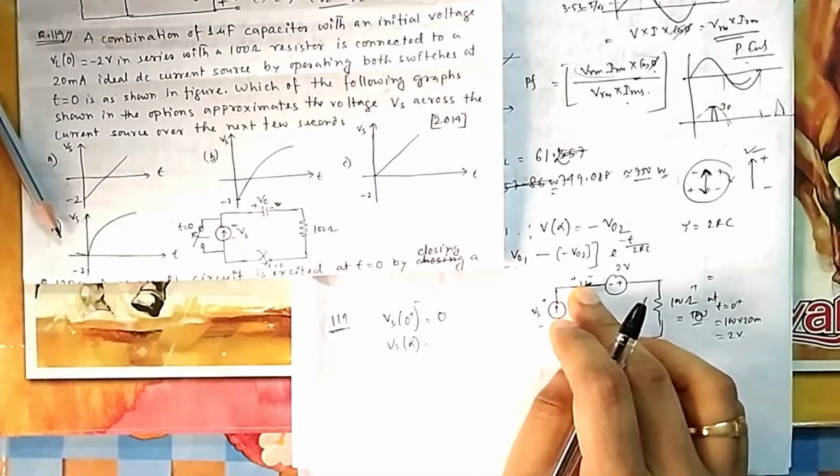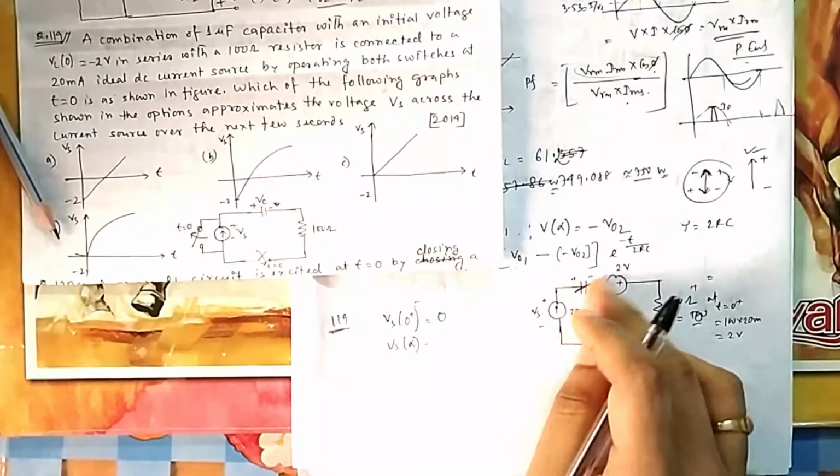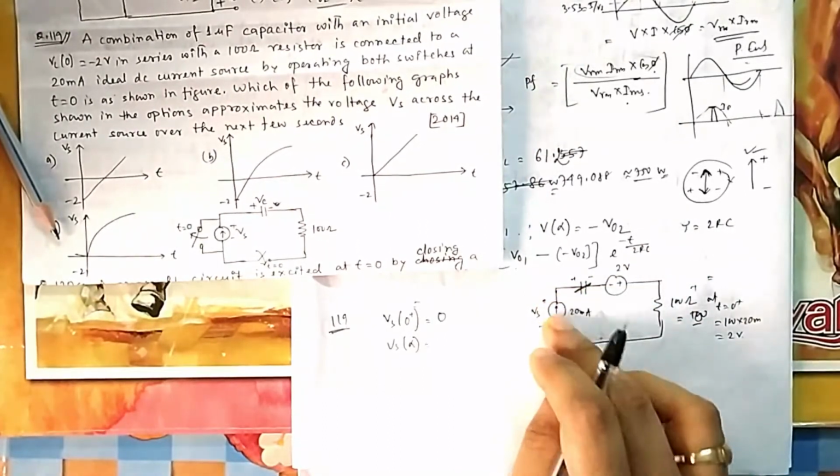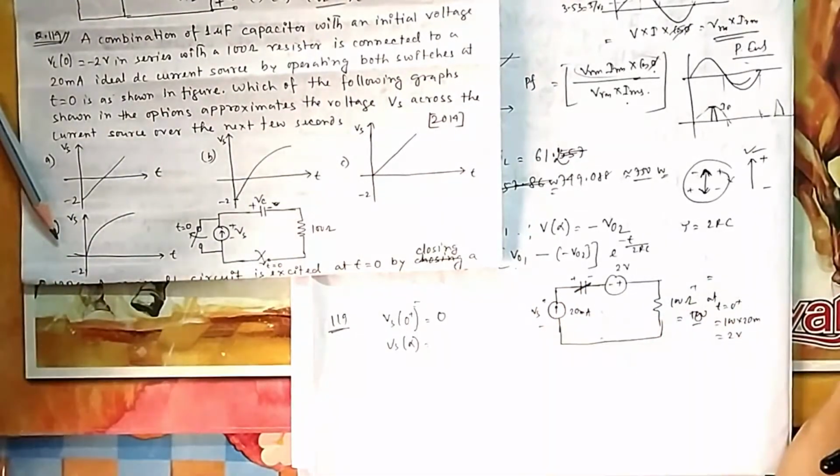Now, at steady state, if you keep it, how will it look? Because once the capacitor is fully charged, it will not allow current, so it will act as open. But if it opens, then where will this current go? Because it is a constant current source, it should provide current. So this circuit is not meant for steady state condition.